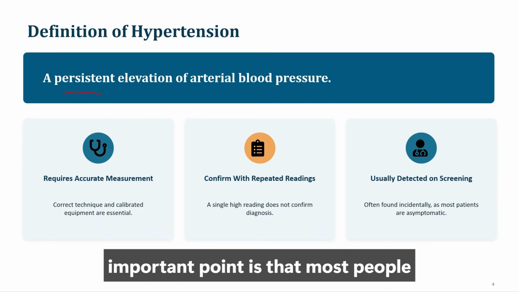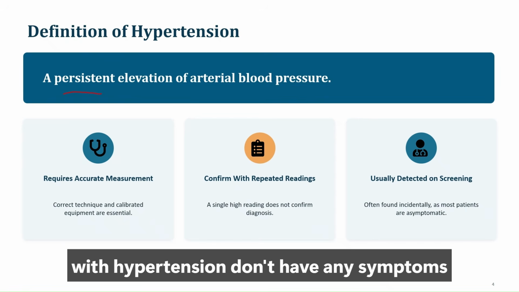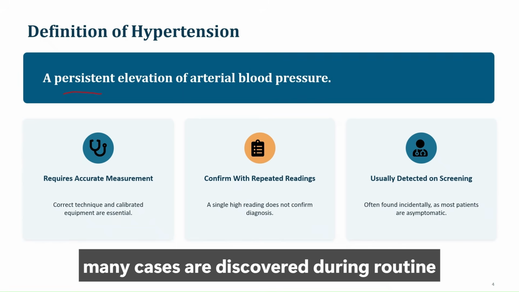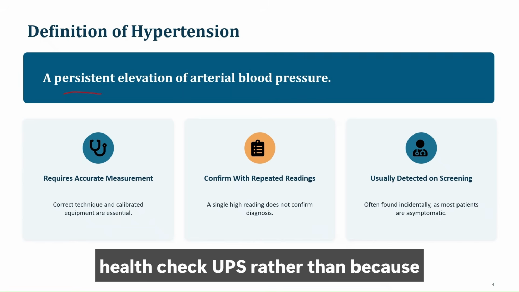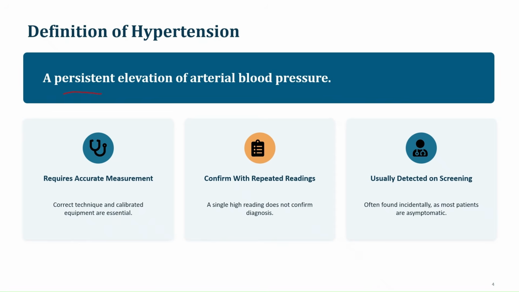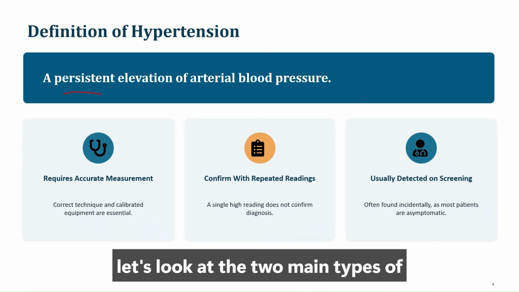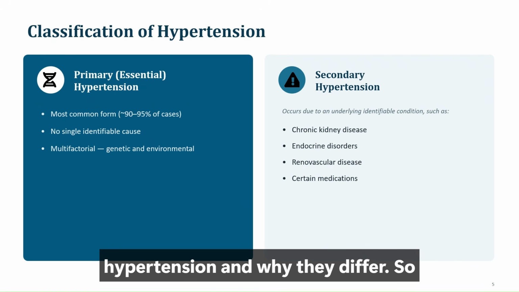Another important point is that most people with hypertension don't have any symptoms at all. That is why many cases are discovered during routine health checkups rather than because the patient feels unwell. Now that we have defined hypertension, let's look at the two main types of hypertension and why they differ.